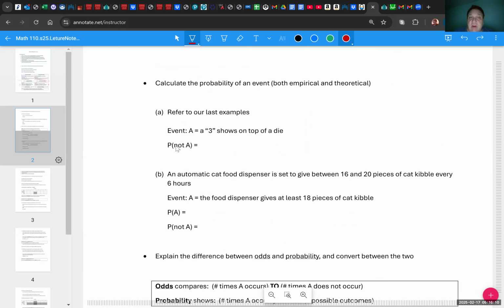We can also talk about the probability that A does not happen. So not A. We can talk about it with both empirical probability and theoretical.